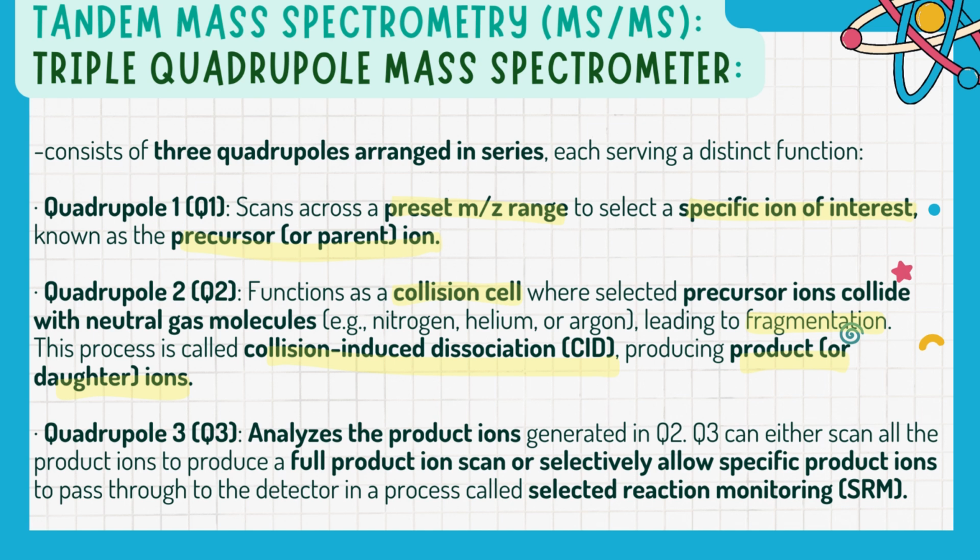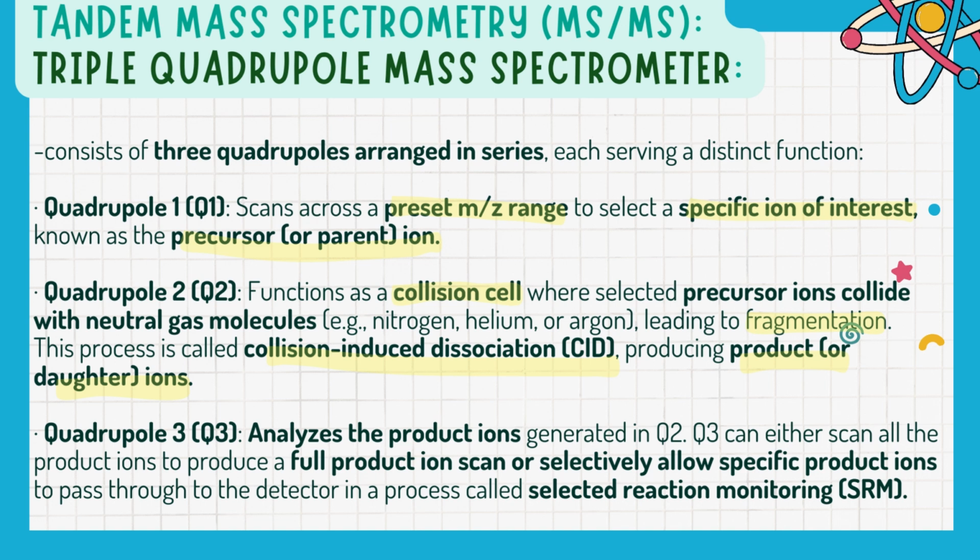Actually, this process is known as collision induced dissociation, which will produce the daughter ions. So at first, we're looking for the parent. The parent ions are achieved in Q1 and the daughter ions are in Q2. So, how about Q3? What's the function of Q3?